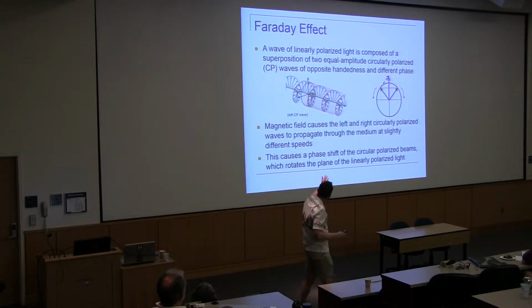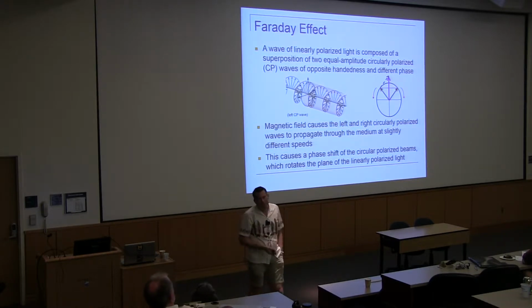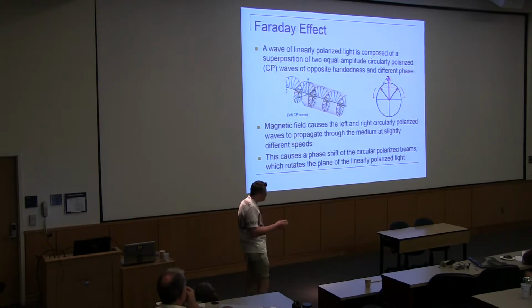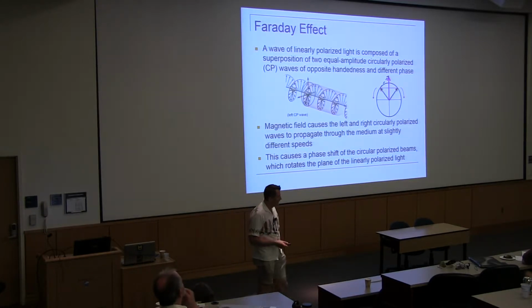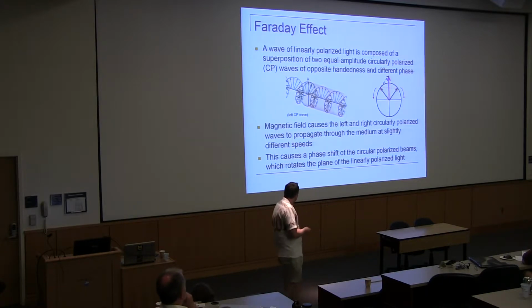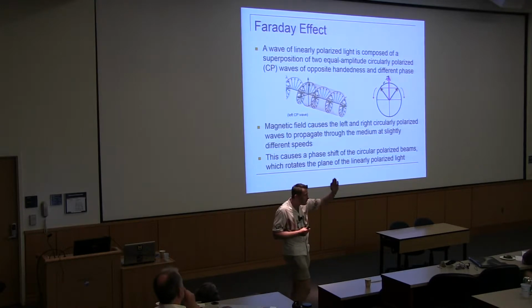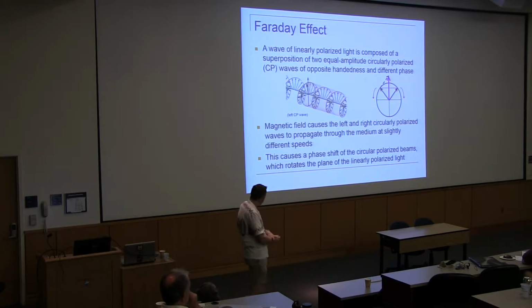But if we consider the linear polarized light as the superposition, we can now explain what happens in Michael Faraday's experiment. When the light travels through that medium in the presence of the magnetic field, the left and right circular polarized light waves propagate at different speeds. That causes a phase shift between the left and right circular polarized beams. When you have a phase shift between them, it looks like the plane of polarization is rotated when the light comes out of the medium. That is how we can explain this effect.